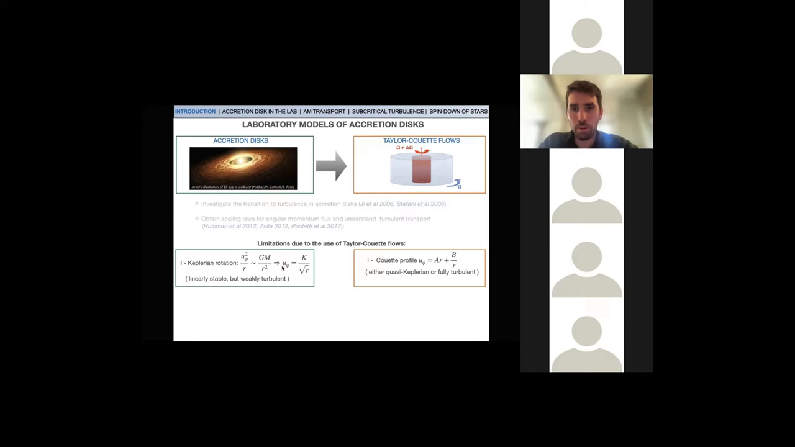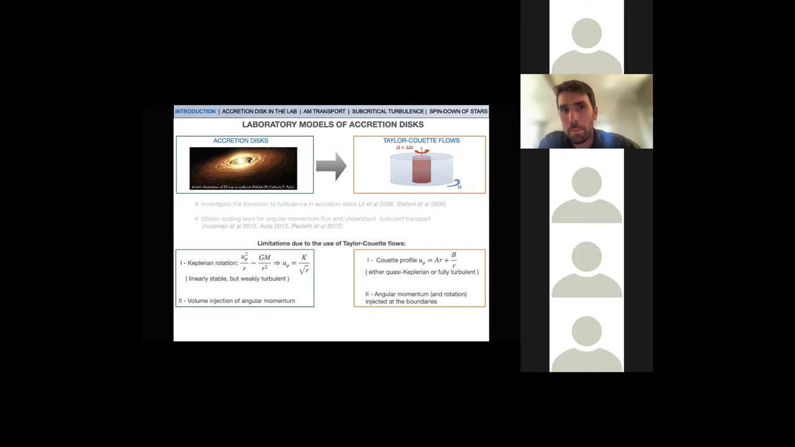The second problem is that in Taylor-Couette flow, the cylinders are rotating, which means that the angular momentum, and so the rotation, is injected at the boundaries of the setup. It's a problem, as you will see later in the talk, because then your angular momentum has to diffuse from these boundaries to the bulk flow, and it completely dominates the dynamics of the angular momentum. This does not happen in an accretion disk. There are no real boundaries. You could say that the gravitation is injecting the angular momentum in volume. So it's a different problem.